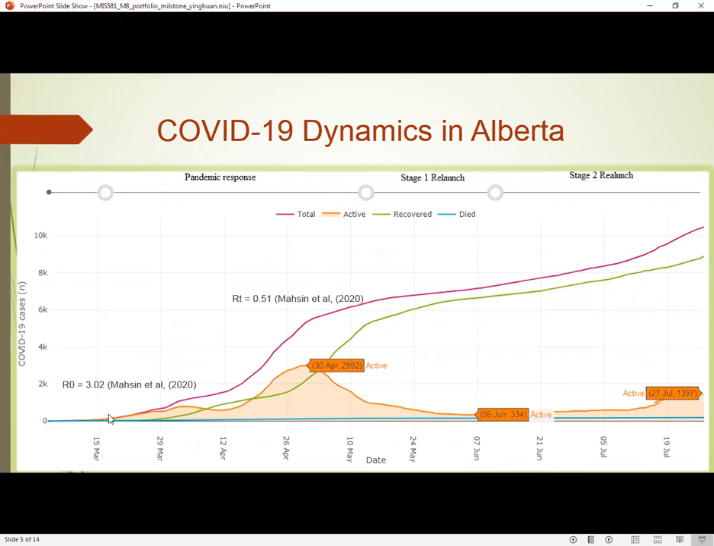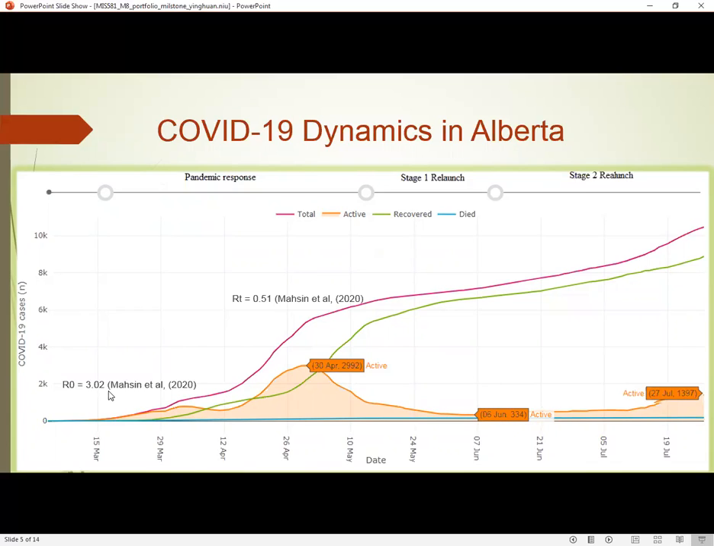The province took very early restrictive interventions, and on March 17th, the province declared a public health state of emergency. That's when schools, non-essential businesses, and even elective surgeries were closed. The first peak arrived around April 30th with about 3,000 active cases. The numbers quickly declined to the lowest level in early June at around 300 active cases.